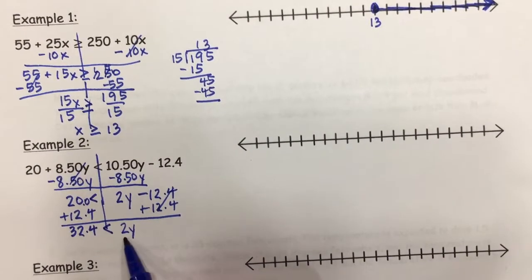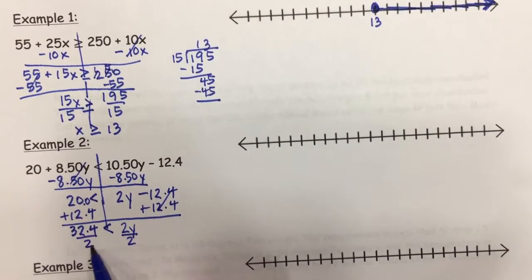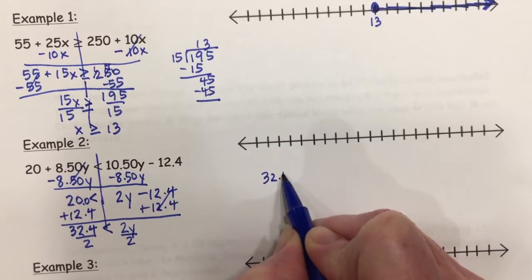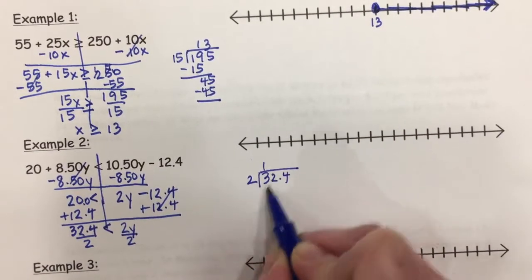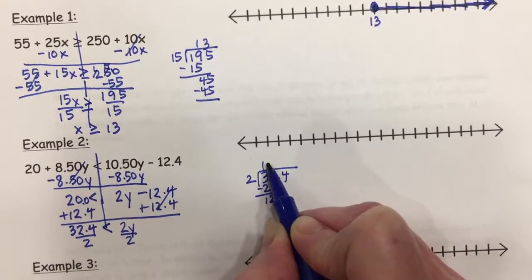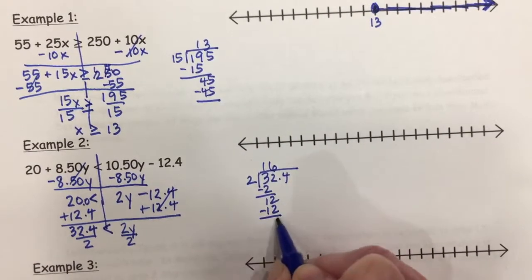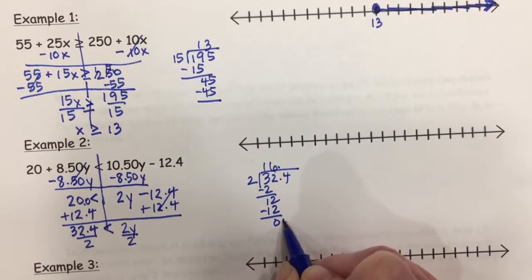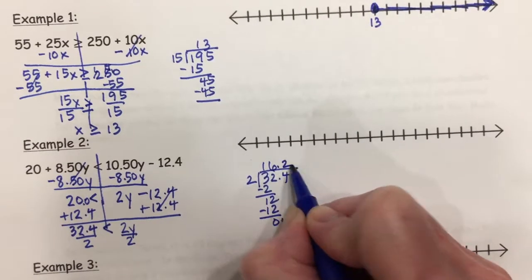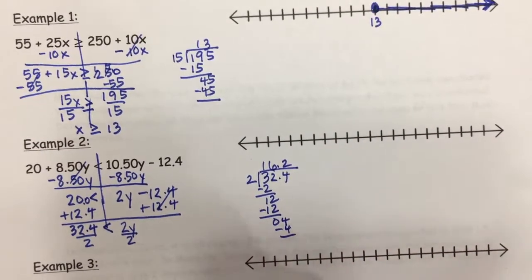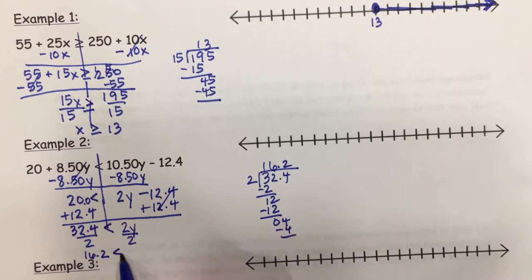And then now to solve it, I want to divide by 2, divide by 2. So if I do top in, bottom out, divide it by 2, it'll go once, 6 times. Bring up your decimal, bring down your 4, 2 times. Okay, so what I end up with is 16.2 less than y.